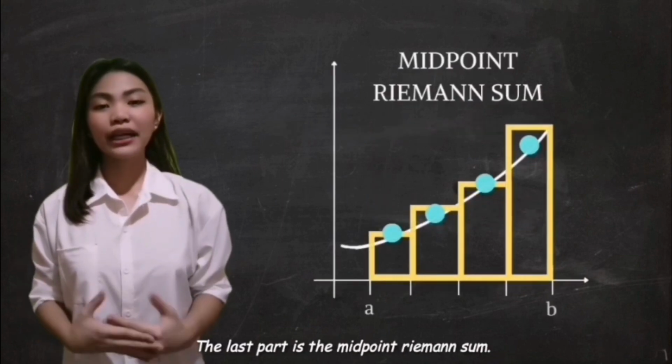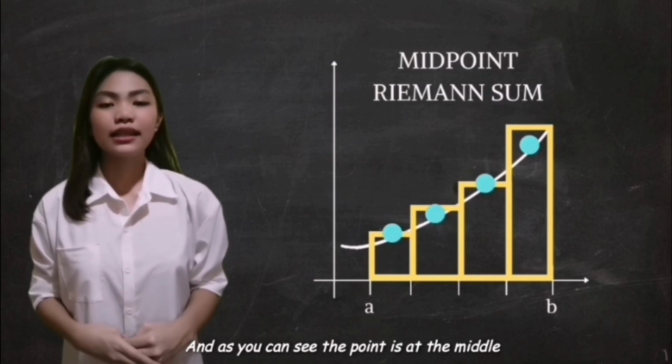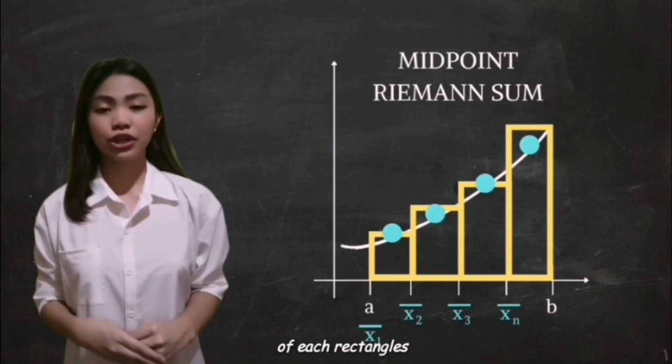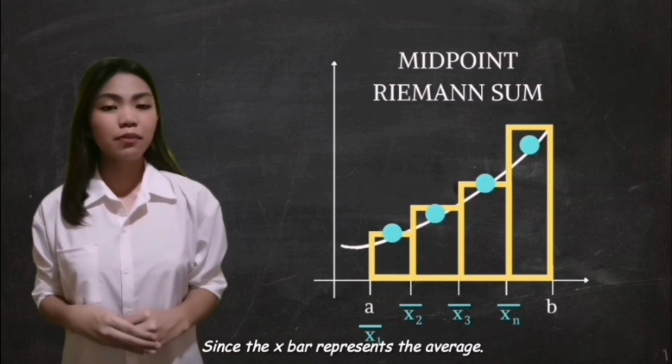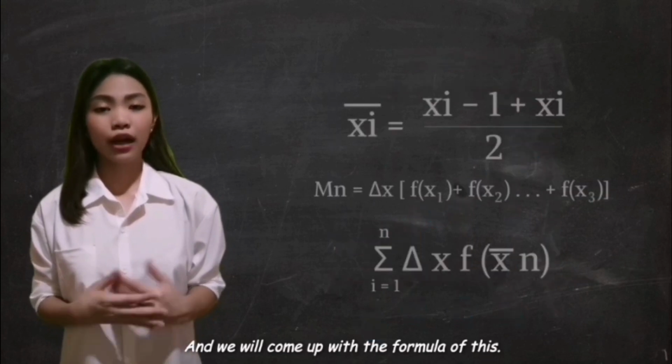The last part is the midpoint Riemann sum. And as you can see, the point is at the middle. We will have the x bar from the midpoint of each rectangle, since x bar represents the average. And we will come up with the formula of this.